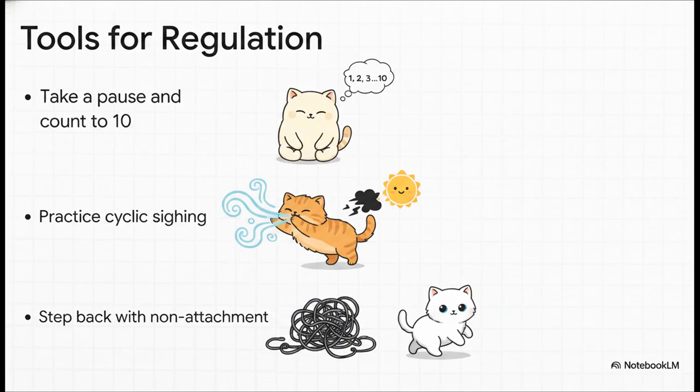And to actually make that shift, here are some concrete tools you can use. Take a pause and just count to 10. Practice cyclic sighing, which is a deep double inhale followed by a long exhale, or try diaphragmatic breathing. You can consciously reframe those negative thoughts into constructive ones, and practice non-attachment, just stepping back so you aren't swept away by the current. By using these tools, you literally stop your sympathetic nervous system's fight-or-flight response right in its tracks and activate your body's natural calming systems.